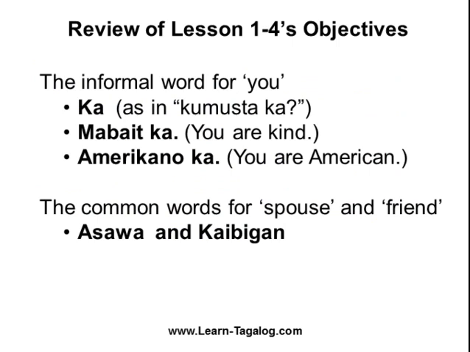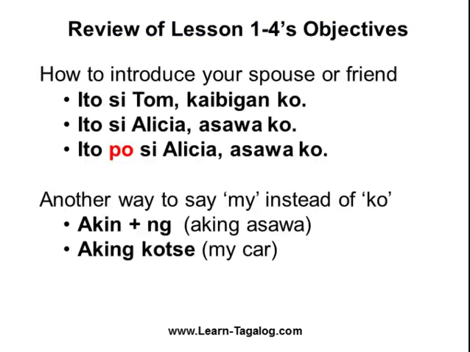Okay, a review of Lesson 1-4's objectives. The informal word for you is ka, as in kumusta ka. Mabait ka, you are kind. Americano ka, you are American. The common words for spouse and friend, asawa and kaibigan. How to introduce your spouse or friend. We looked at ito si Tom, kaibigan ko. This is Tom, my friend. Ito si Alicia, asawa ko. This is Alicia, my wife. Ito po si Alicia, asawa ko. This is Alicia, my wife. Another way to say my instead of ko, aking, and then the nung sound, aking asawa, or aking kotse, for my car.